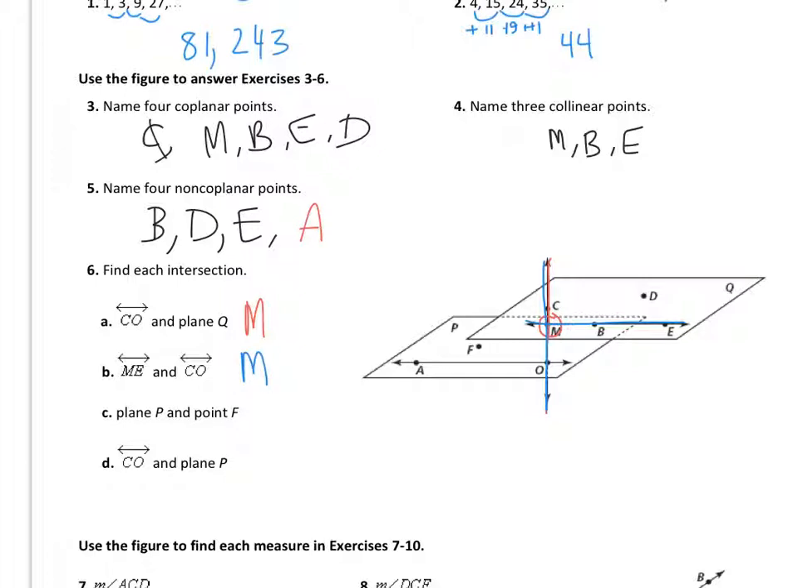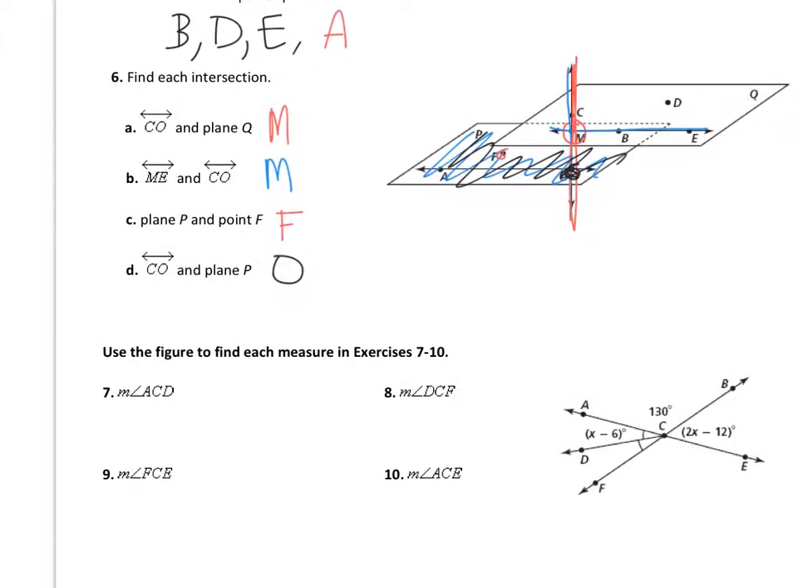What's the intersection of the plane P and the point F? Well, the only point that they have in common is the point F. What's the intersection, or what do they have in common, of the line CO and the plane P? So what the line CO has in common with this plane down here is this point right here, the point O.